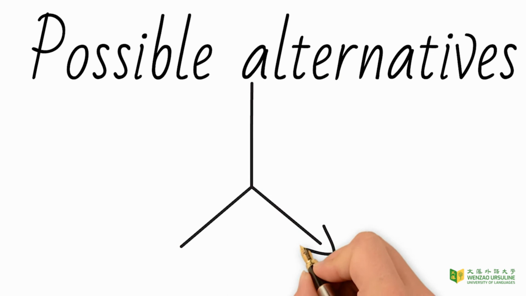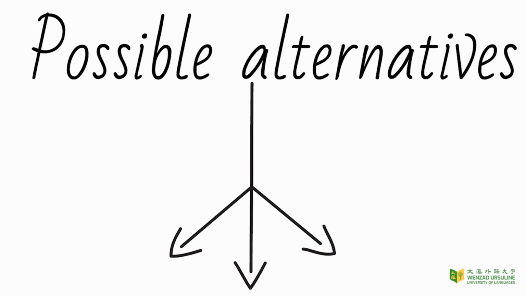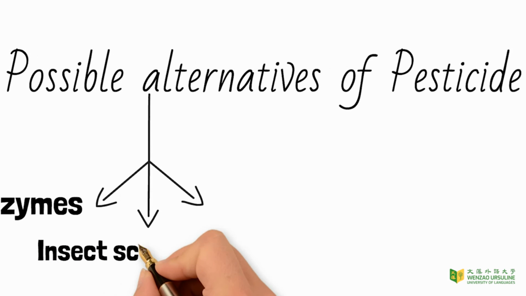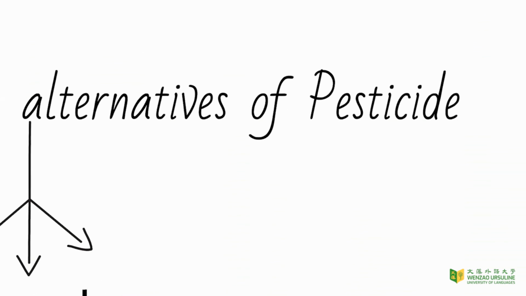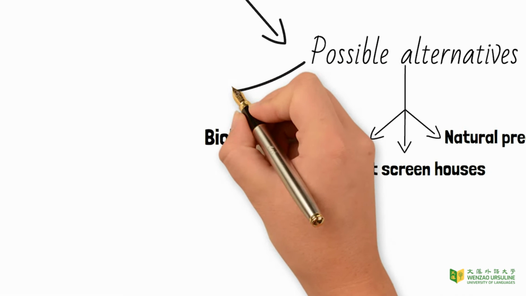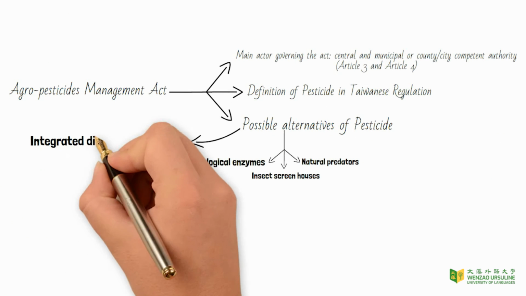The alternatives discussed are the following: biological enzymes, insect greenhouses, natural predators, and integrated disease surveillance.